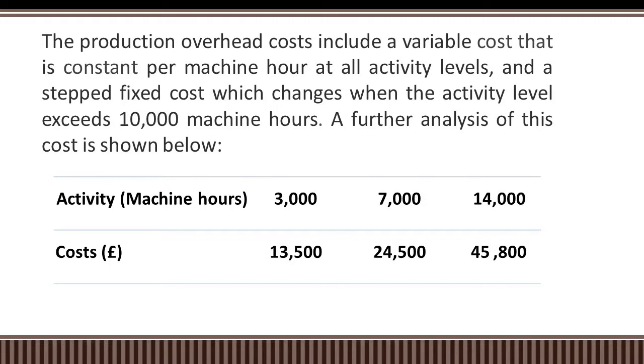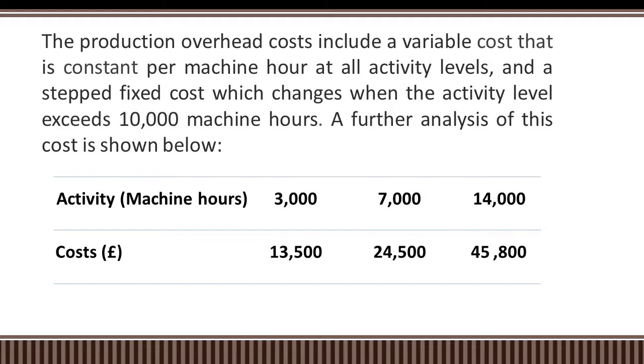However, it will be different from more than 10,000 units. So at 14,000 level, it will be different. The reason this data is given is because it can help us to calculate the fixed cost and variable cost per unit of the organization, which can be helpful to determine how much we should have spent on production overheads for the actual level of activity.